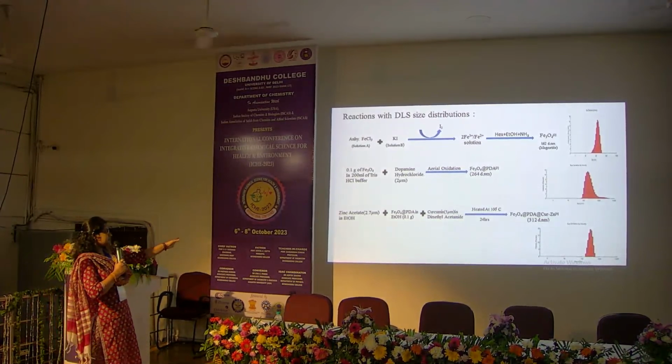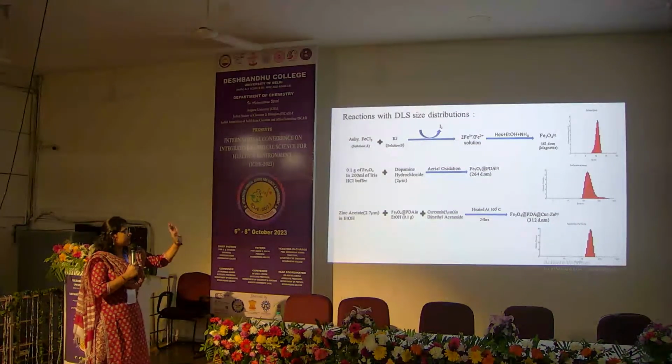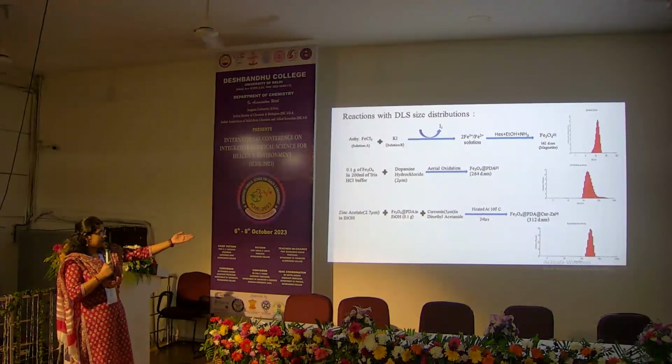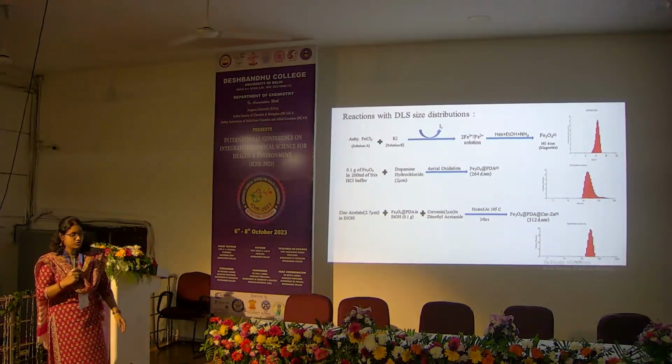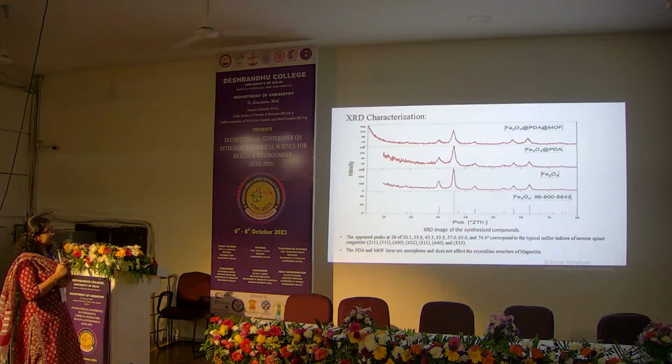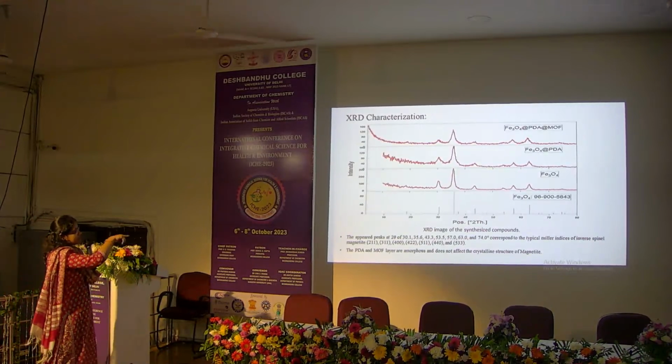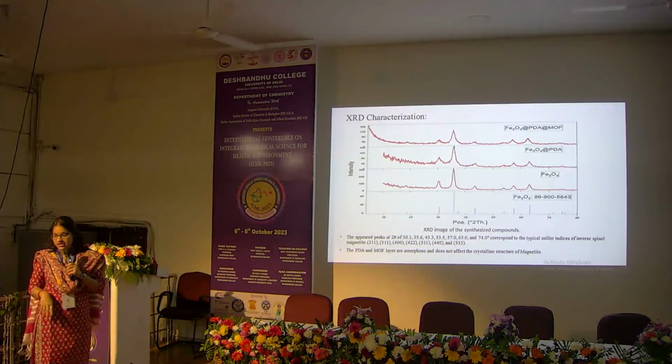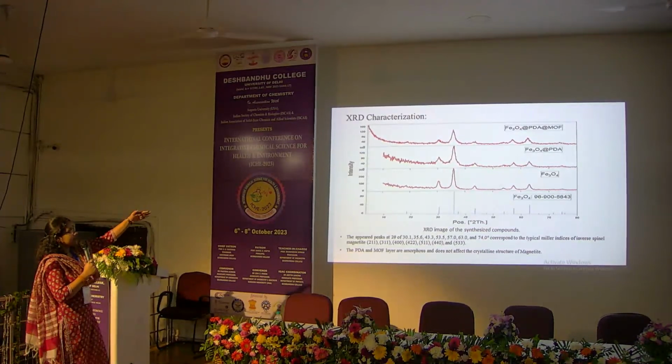Then I used zinc acetate as a metal source and curcumin as the linker, and I made iron oxide and polydopamine curcumin. This is my XRD. The iron oxide, as we can see, has a very sharp crystalline nature, an inverse spinel structure. The second one is polydopamine coated.